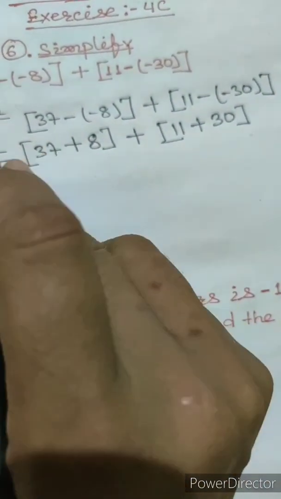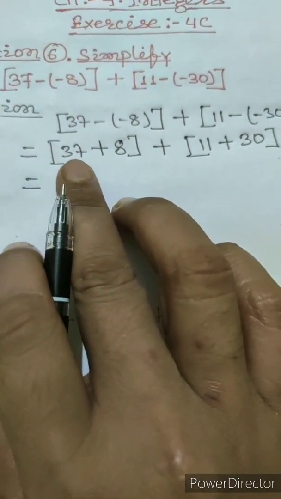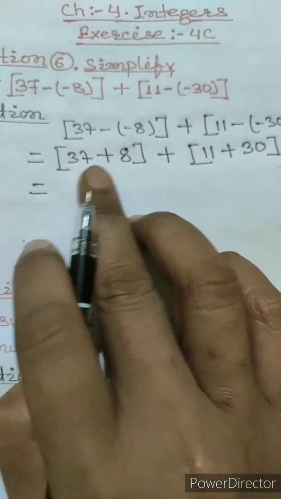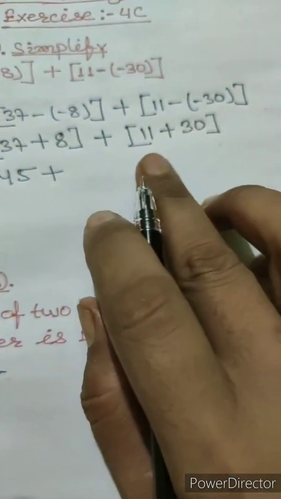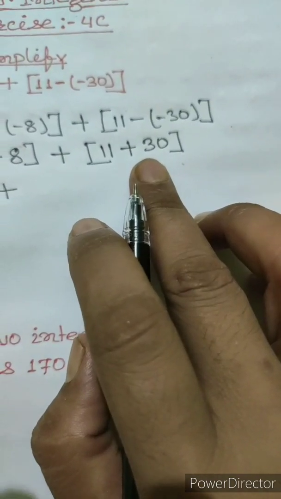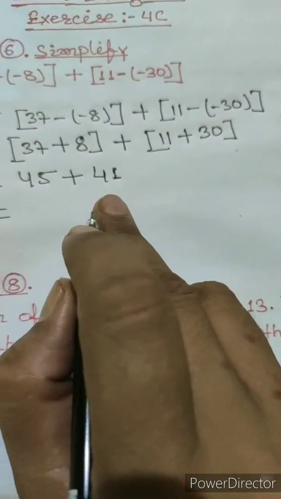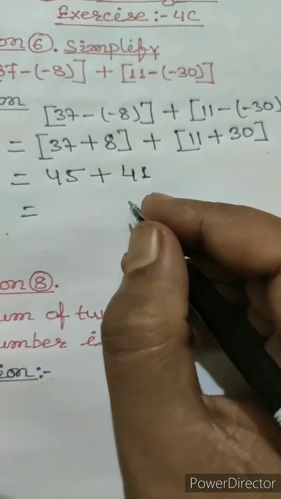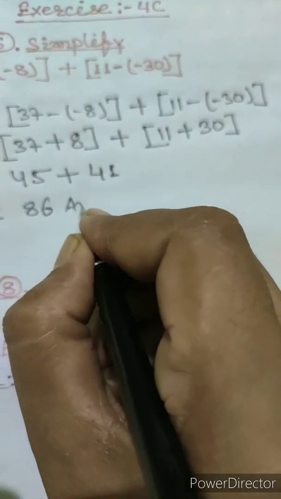What we are finding here is that both integers have positive sign. So what will you do? You add the numerical values of both integers and put the plus sign. So 37 plus 8 equals 45, and 11 plus 30 equals 41. Now you will add 45 and 41. Both are positive integers, so 45 plus 41 equals 86, and there will be a plus sign only. So 86 is the answer.